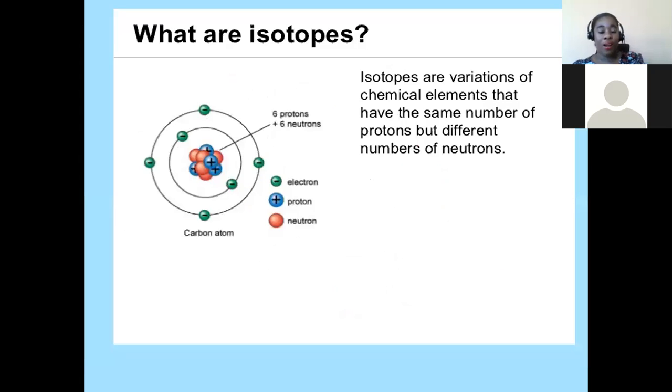Yes, miss. All right. Now, what are isotopes? You're going to read for me. Isotopes are variations of chemical elements that have the same number of protons but different numbers of neutrons. Excellent. So it's just a variation of the chemical element. It will have the same number of protons, which is the same atomic number, but the number of neutrons and the mass number will vary.